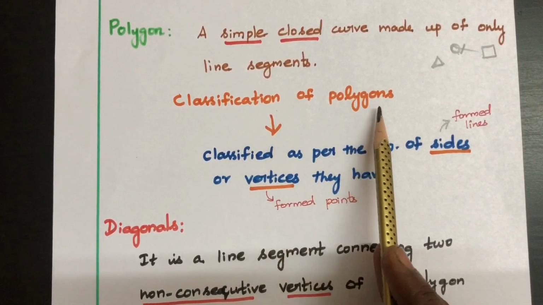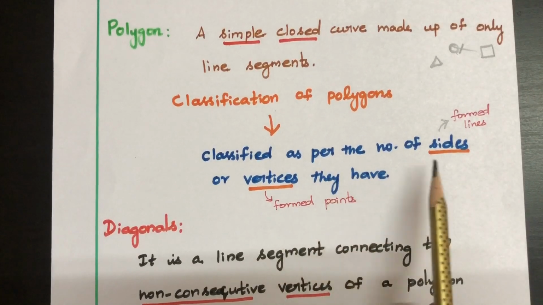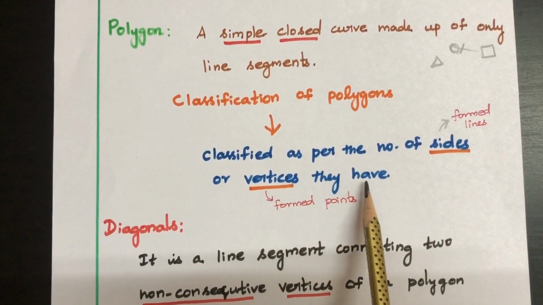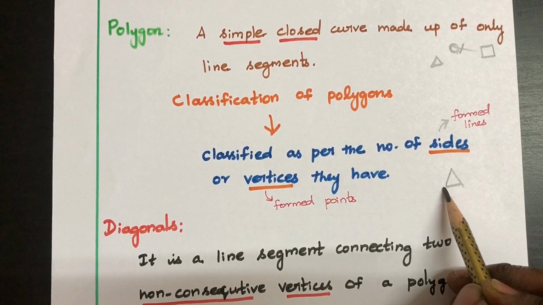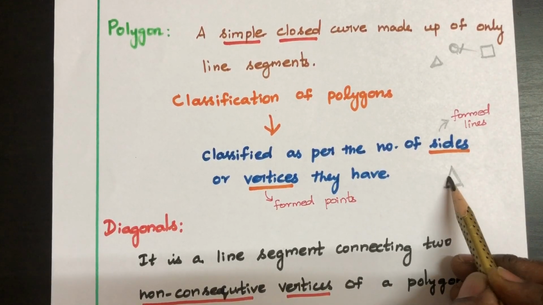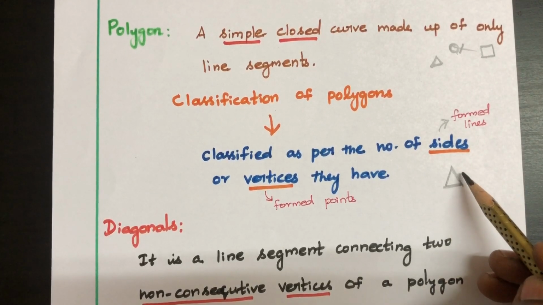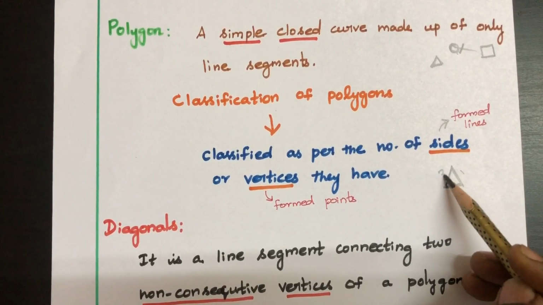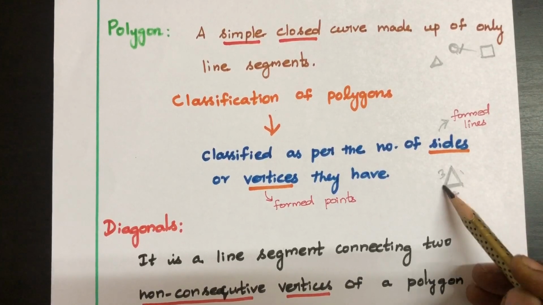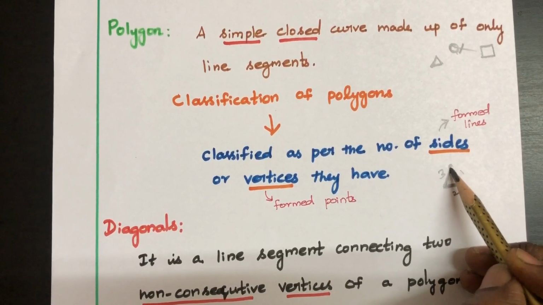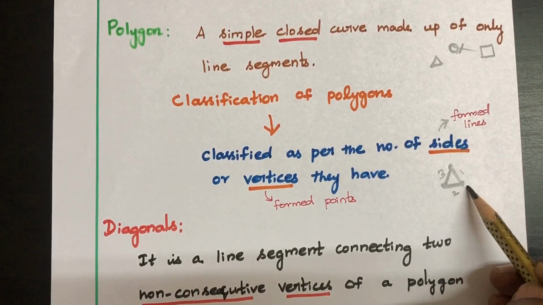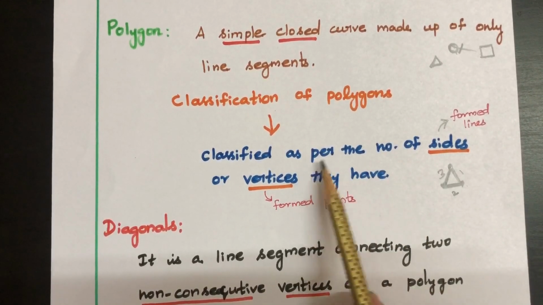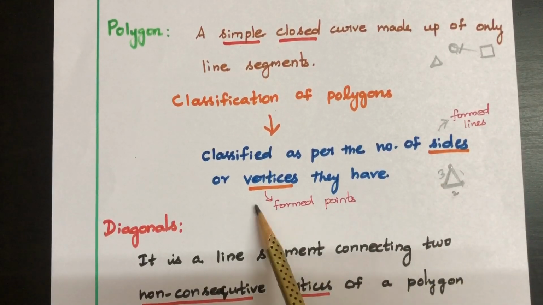Now, classification of polygons. They are classified as per the number of sides or vertices they have, right? See, just listen here. This is a triangle, made up of 3 line segments. These are all sides. 1, 2, 3. Sides means these edges. And vertices are the points formed between 2 edges. These are called vertices. So, these polygons are classified as per the number of sides and vertices they have. We will see these in detail.